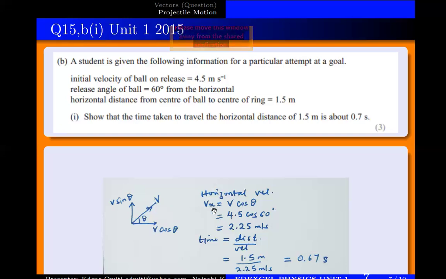So that in mind, you get the horizontal component v cos theta. You take 4.5 cosine of 60, and that gives us the horizontal velocity as 2.25. And then, of course, now we are looking for time. We say time is distance over velocity. And like I said, it is because the velocity is constant. That's why we are using this equation and not the equations of linear motion. So the time there will basically be 1.5 divided by 2.25, which is 0.67, and 0.67 is about 0.7 seconds, like the question required.